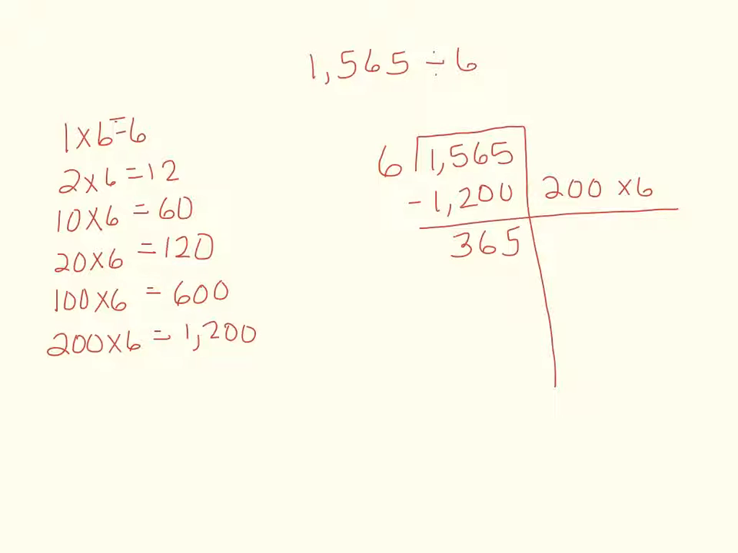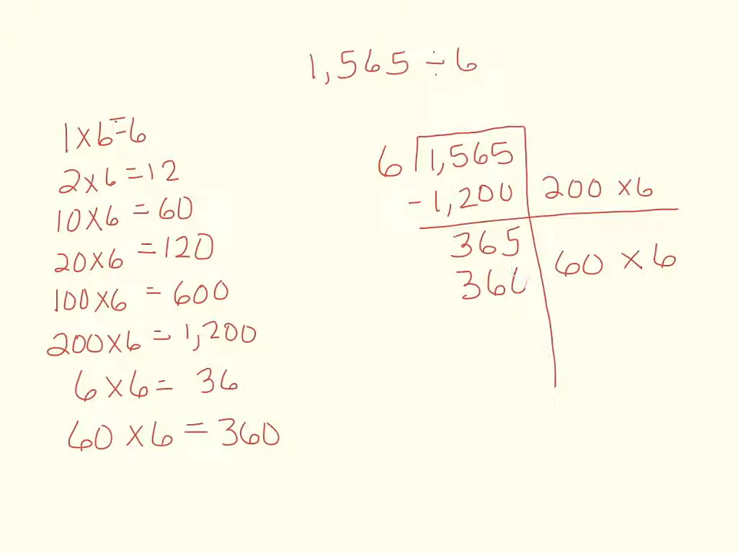Now I want to get as close to that as possible, and even though we didn't add it to our think box, I also know that 6 times 6 gives me 36. So 60 groups of 6 would give me 360. So we're going to do 60 groups of 6, which gives me 360. We subtract 360 from 365, and it leaves me with 5 left over.